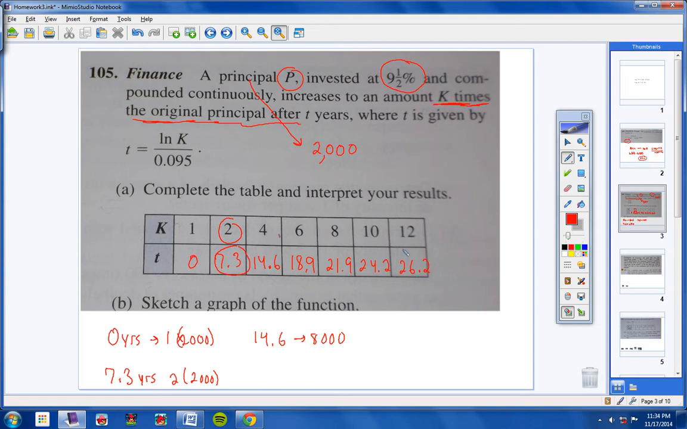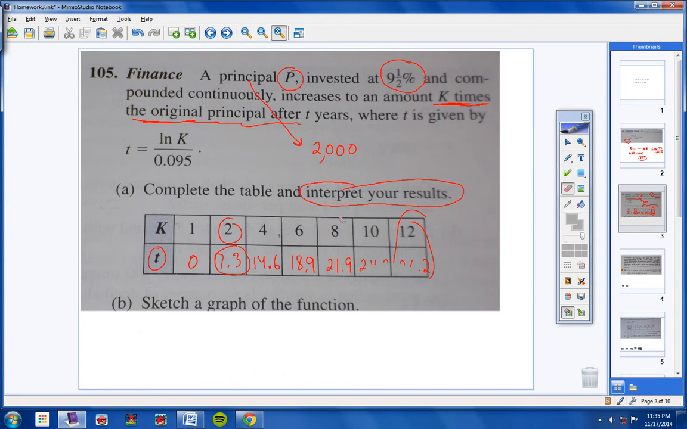Okay, and then one more. Let's jump up to this last ordered pair here. And here's T for time. In 26.2 years, you will have 12 times your original amount. So 12 times 2, you would have $24,000. So that's called interpreting your results. You're explaining to me what this means. Now, sketch a graph. This is really easy, guys, to sketch a graph. Very simple.